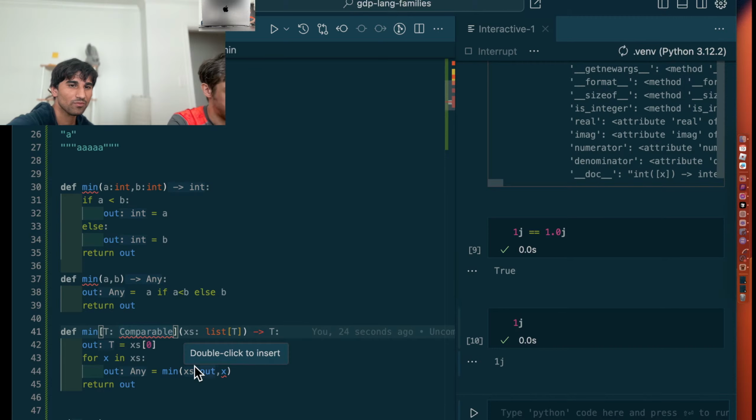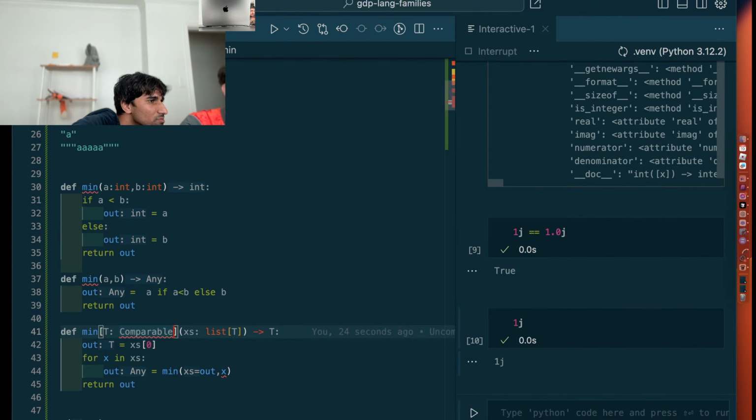Oh, my task manager. What the fuck is up with my computer right now? 83% of memory is being used on bullshit. What the fuck?